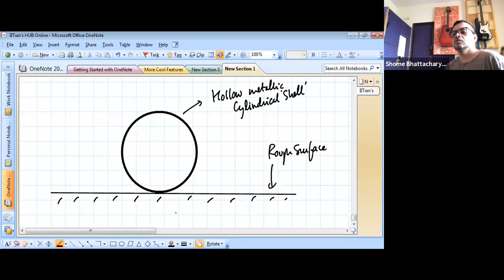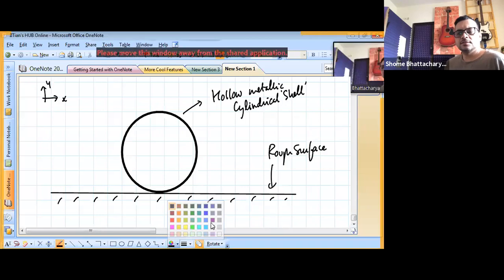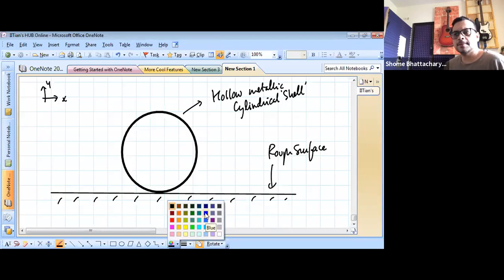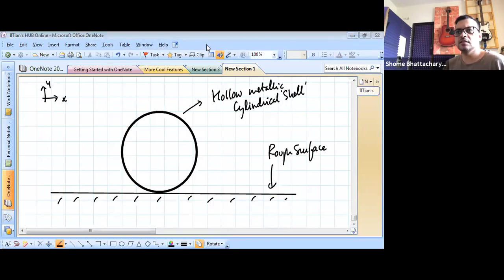Now this is in a region where there is non-uniform magnetic field, which is like this. Just give me a second, guys. My software is playing up. Just a moment, I'll reshare the program. I just need to restart my whiteboard software.